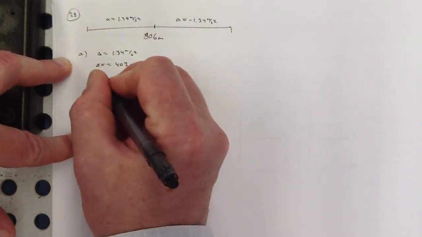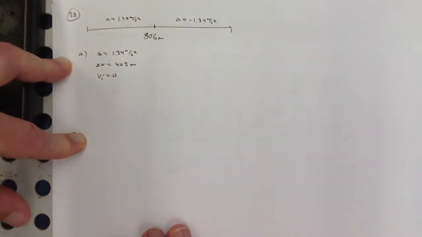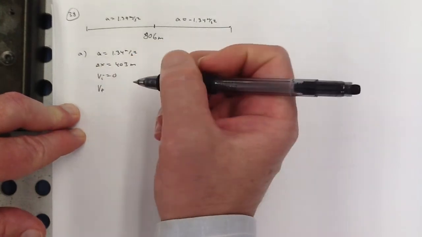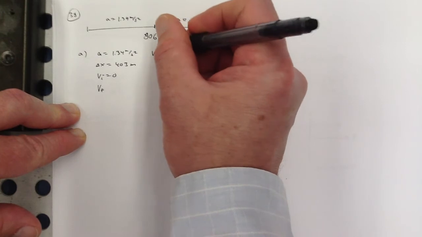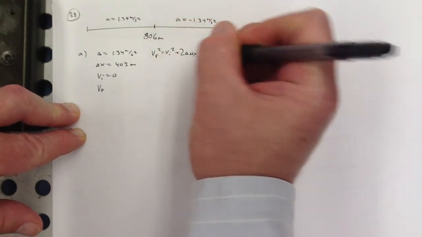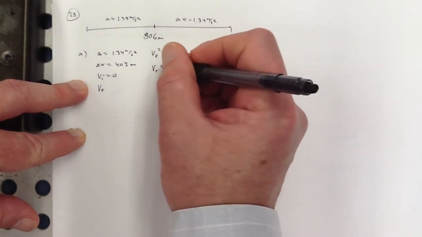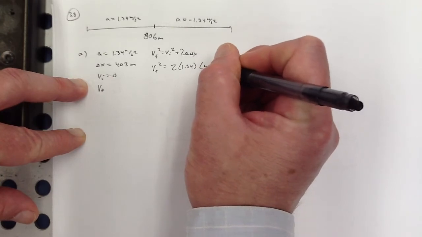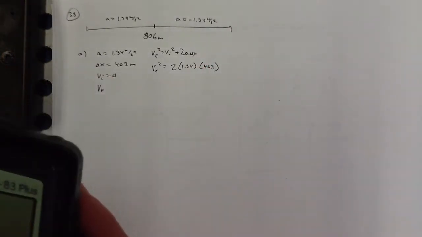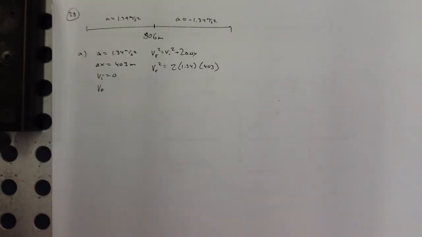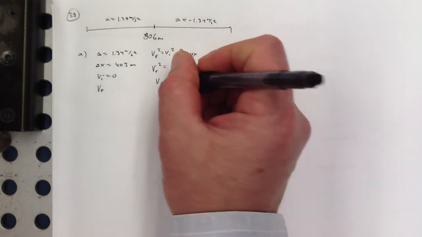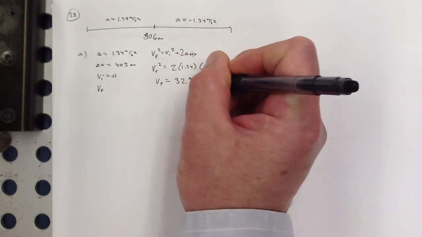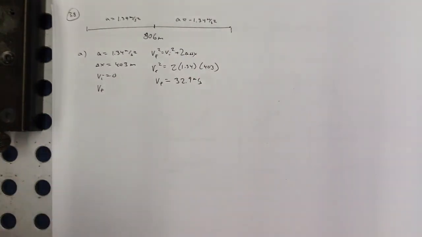That's halfway. So I'm starting with a velocity of 0. So there's my three things. And I want to know what is the maximum speed. That looks like Vf squared equals Vi squared plus 2a delta x. So Vf squared is equal to, that's 0, that's 2a delta x. So I need to find the square root of 2 times 1.34 times 403. That is about 32.9 meters per second. And that is the right answer.